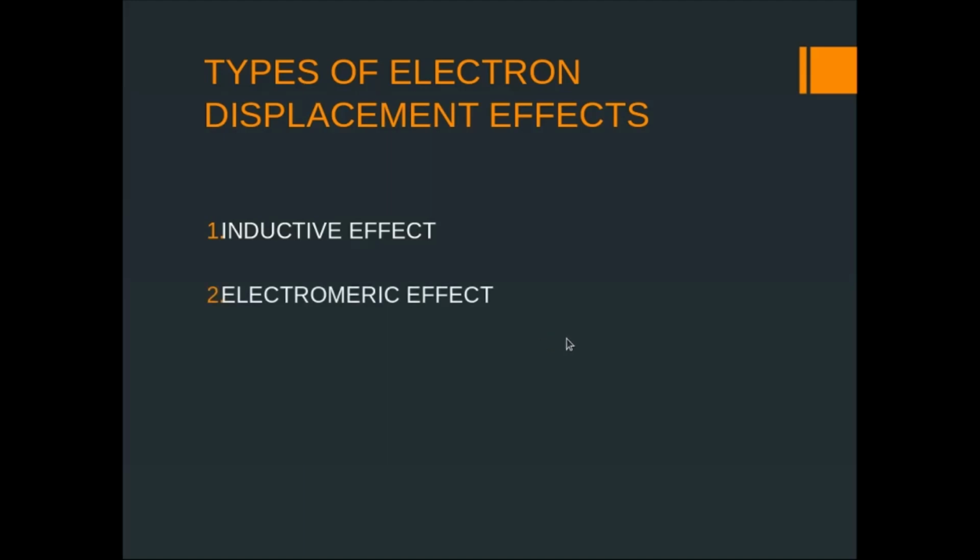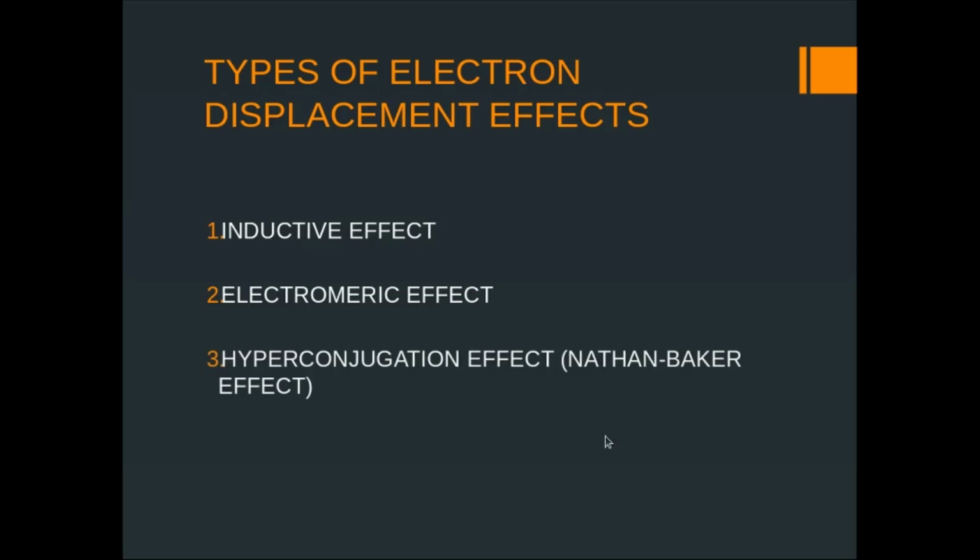The second one is the electromeric effect. This is also a very important effect, but a temporary effect, unlike the inductive effect, which is a permanent effect that will always be there. The electromeric effect is temporary and involves the movement of the pi electron cloud.